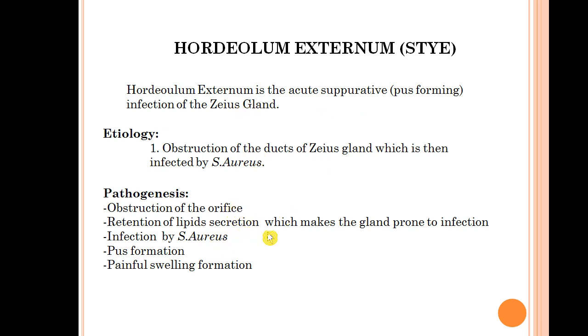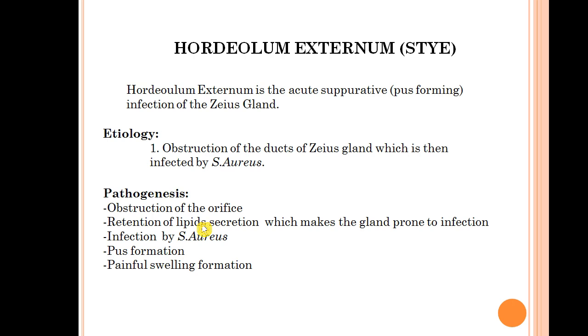That will lead to the retention of the lipids, and once the retention of the lipids occurs, that lipid retention makes this area very much prone to infection. So the Staph aureus is welcome in this environment, and it infects this Zeiss gland, and once that is infected, it produces pus by fighting with the neutrophils and all that stuff. So dead bacteria as well as the neutrophils form the pus, and that pus accumulation and inflammation will form our characteristic swelling that is called hordeolum externum or stye.